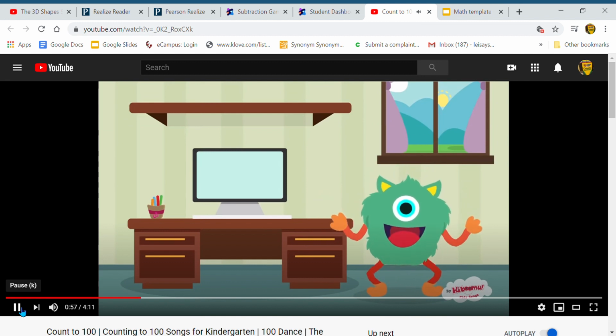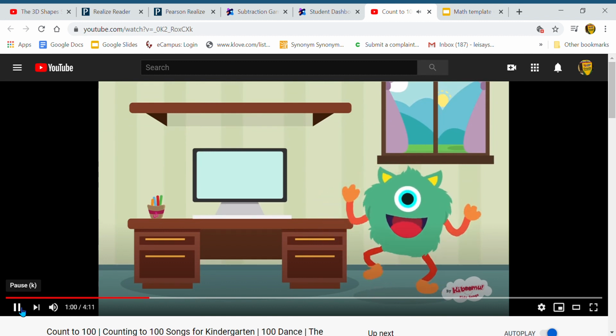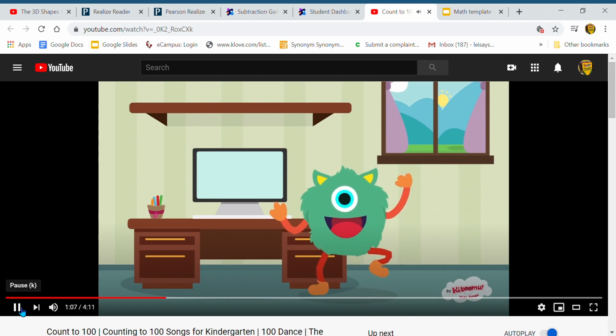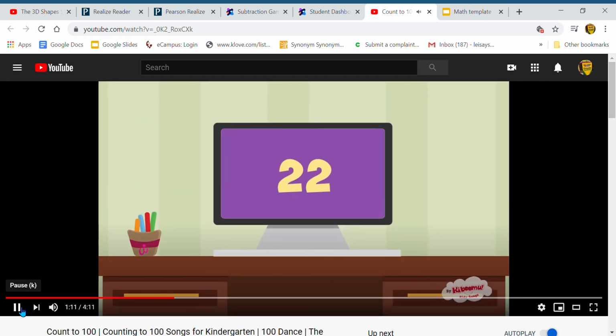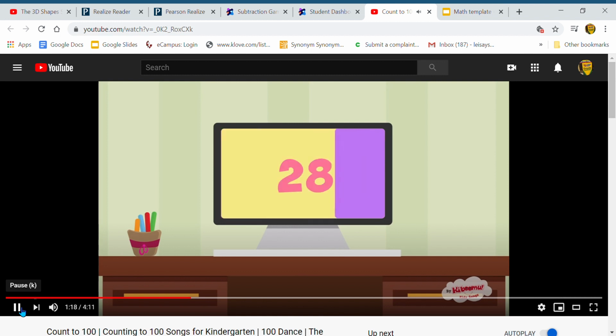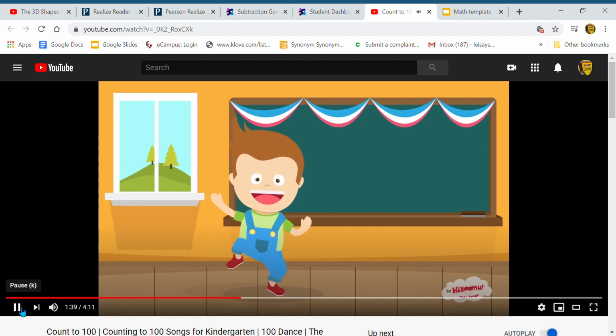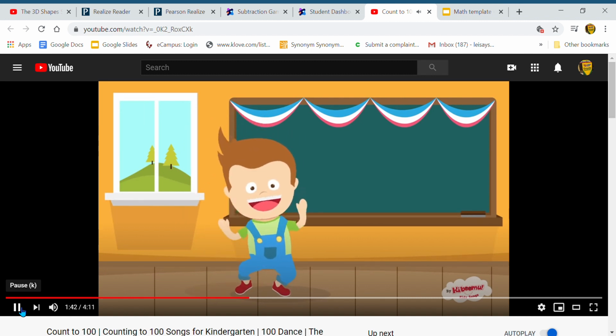The 100 dance. Get on your feet. Wave your hands in the air. Dance to the beat. 21, 22, 23, 24, 25, 26, 27, 28, 29, 30, 31, 32, 33, 34, 35, 36, 37, 38, 39, 40. Wiggle to the right, and wiggle to the left. The 100 dance is the dance I like the best.